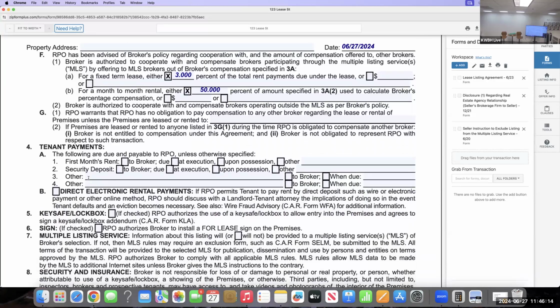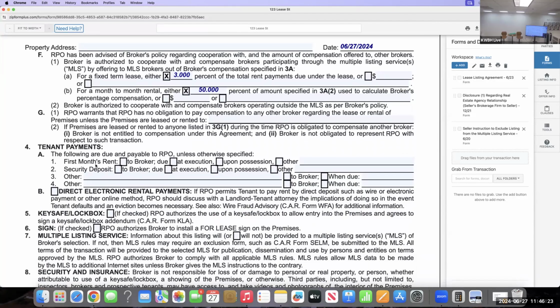Okay, this is very important right here. Following are due and payable to the residential property owner. So remember we said the residential property owner is going to get first month's rent at execution. The security deposit is going to go to the RP, residential property owner, at execution. Other. This is important now. Okay, here we go. Commissions are deducted.